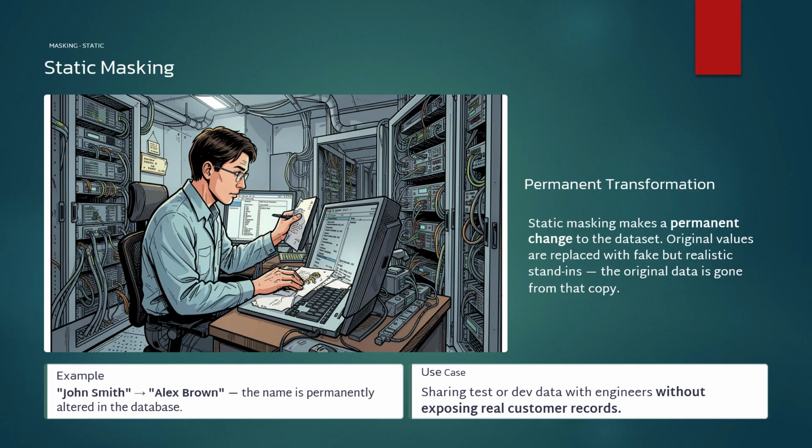So that is a kind of permanent transformation. What it does is it changes the data set. It changes the original value with some fake but realistic stand-ins. The original data is gone from that copy. So here, let's say there is a column with John Smith, and it is switched with Alex Brown. So the name is altered in the database, in the table.